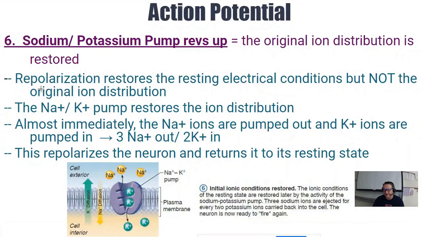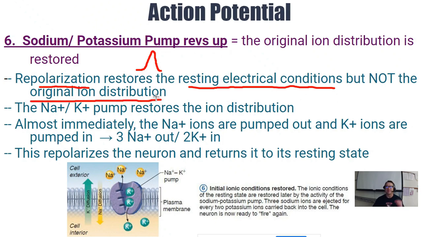All right, so what we got here? Repolarization restores the resting electrical conditions. So we had depolarization, sodium moving in, and repolarization, potassium moving out of the neuron. The potassium moving out did restore the negative 70 millivolts, the electrical conditions, but it did not restore the original ion distribution, because now we've got a bunch of sodium inside the neuron when it's supposed to be outside, and a bunch of potassium outside the neuron when it's supposed to be inside. That's where Mr. Sodium Potassium Pump kicks in.